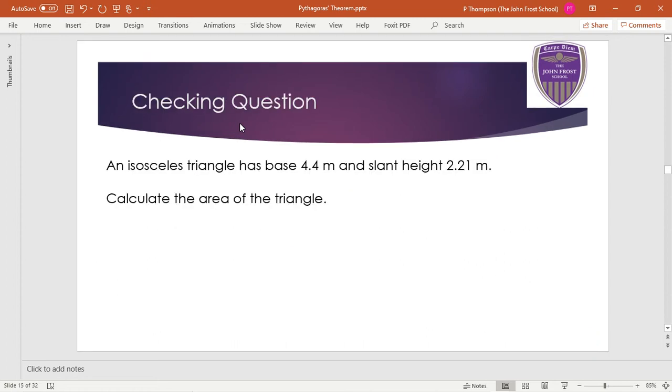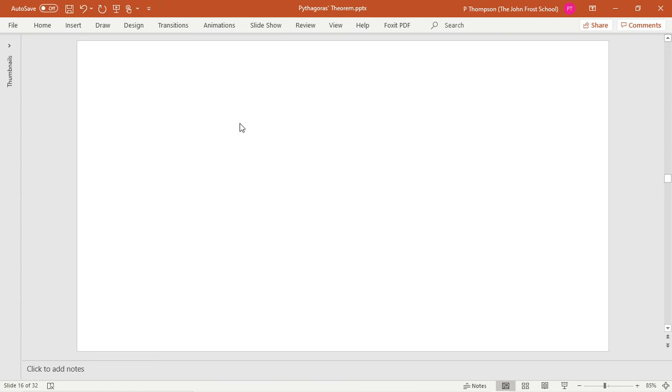So an isosceles triangle has base 4.4 meters and slant height 2.21 meters. Find the area of the triangle. Okay, so perhaps I'll go on the next page. Nice blank slide, I think. If ever I get something like this, I'll always turn the text into a picture first of all. So it's got base 4.4.